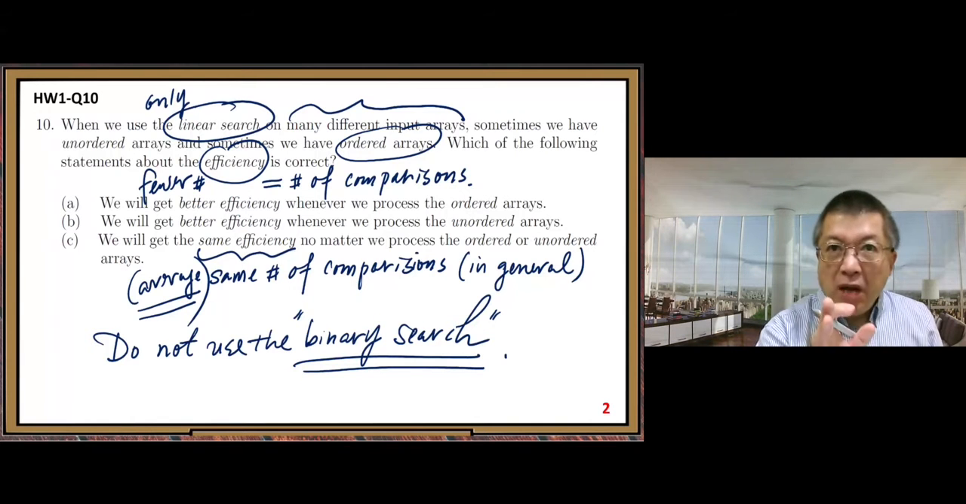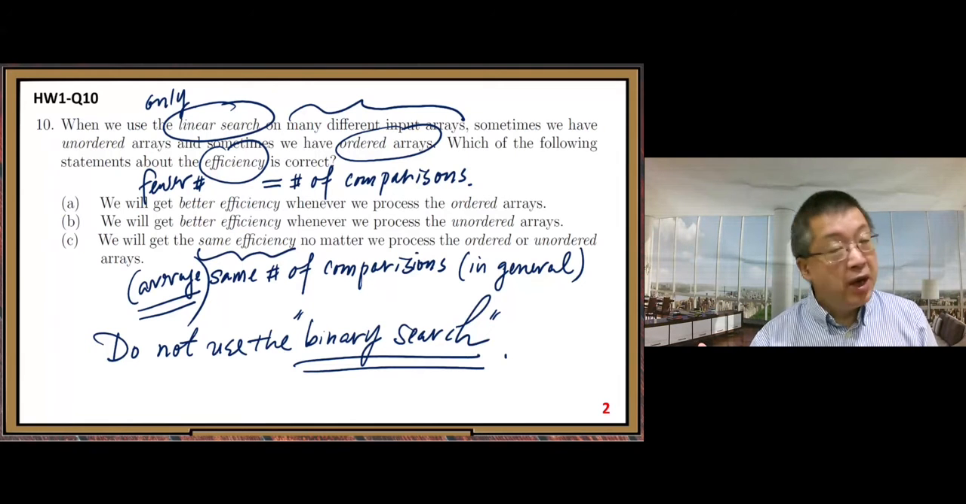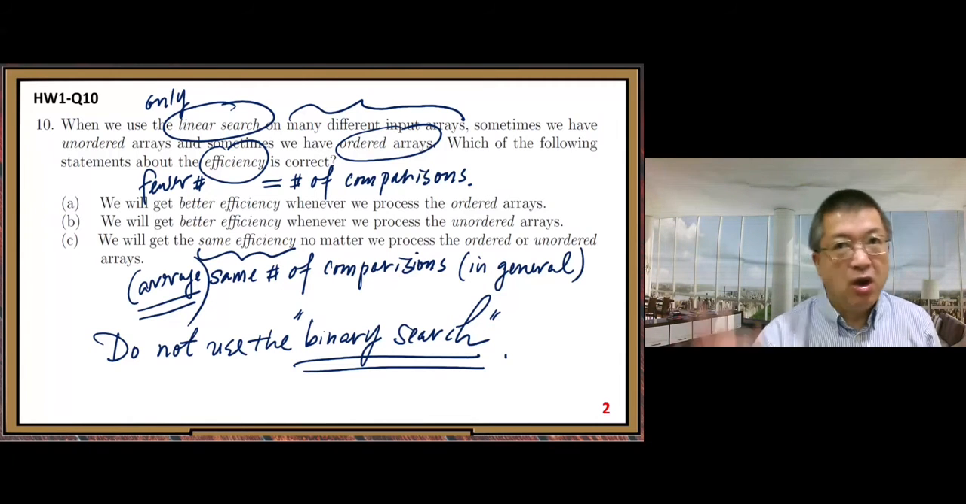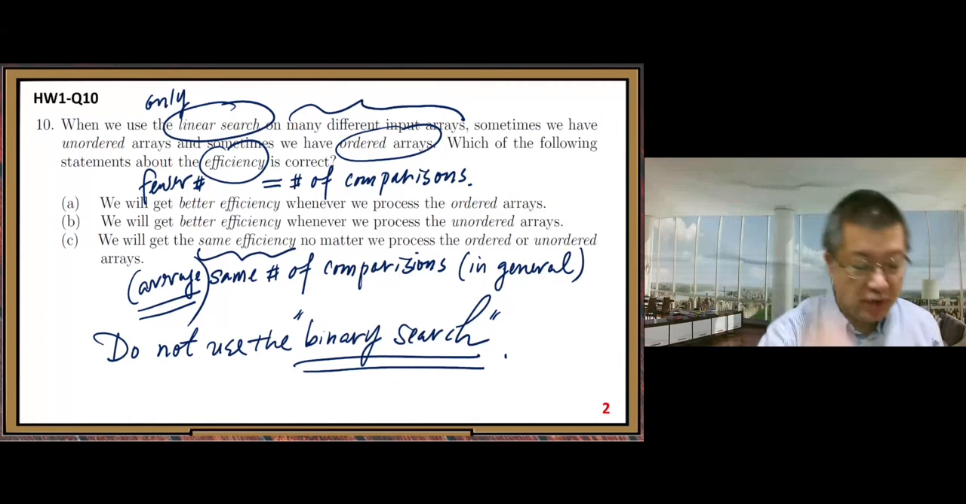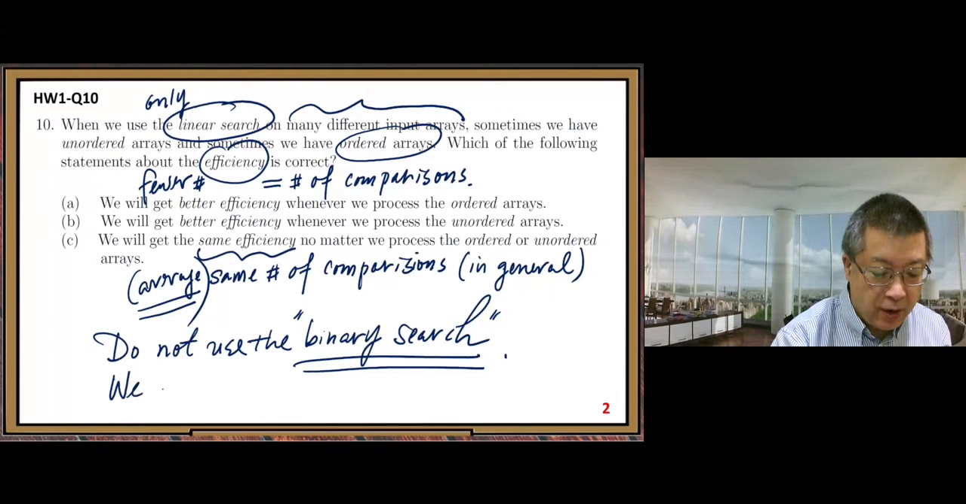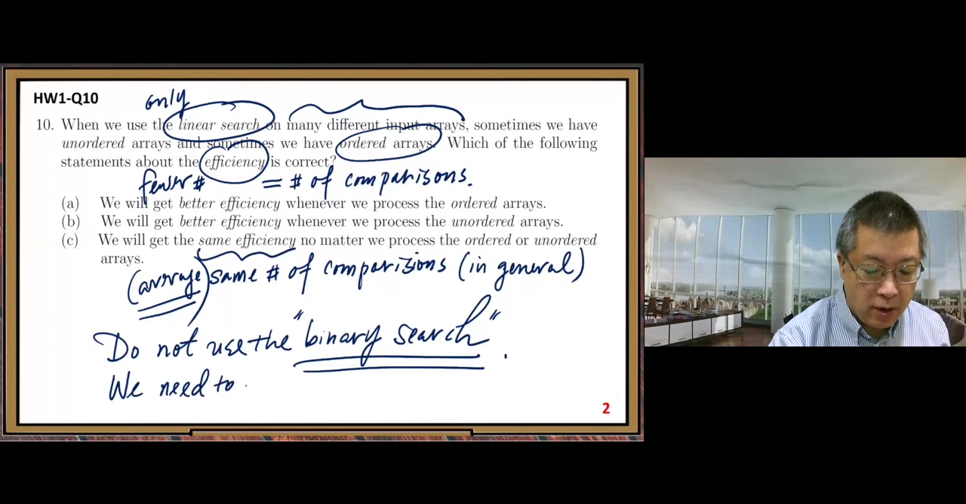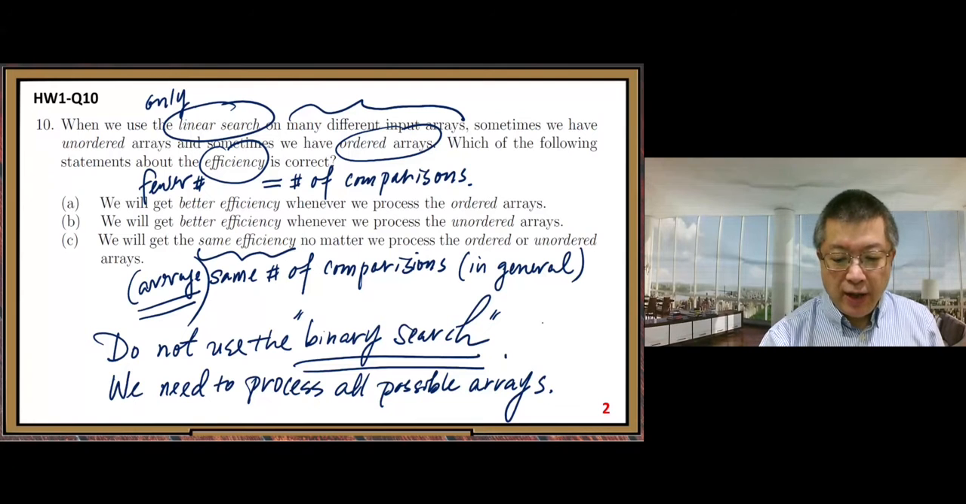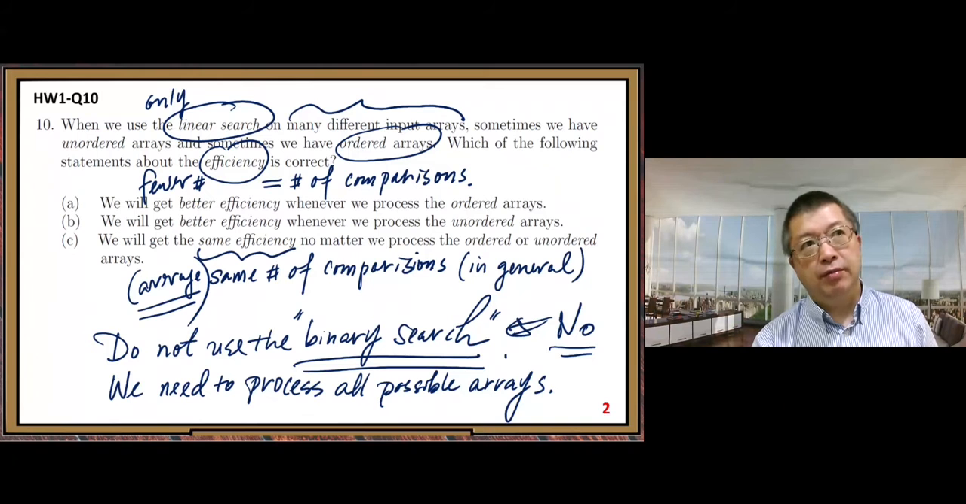Because sometimes you have unordered arrays, right? If you use binary search, you cannot process unordered arrays. Here, we want to process all possible arrays. So that's why no binary search.